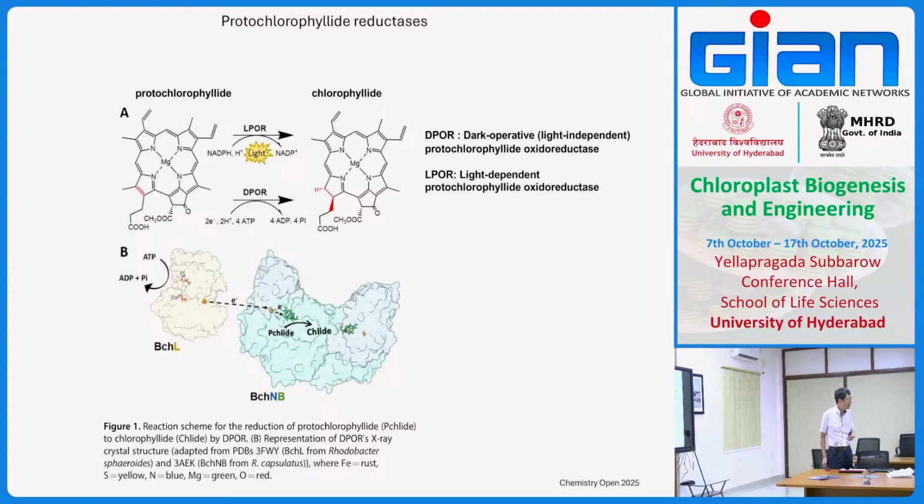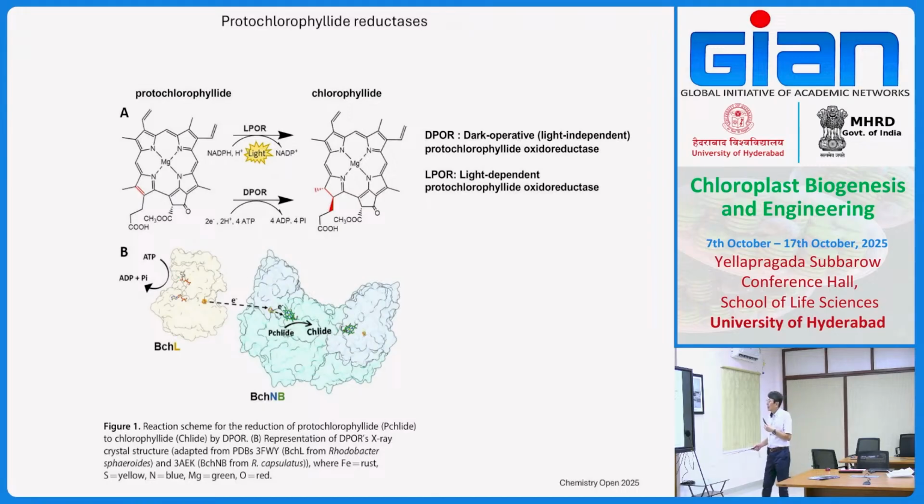But in the green alga Chlamydomonas and some needle plants, they are green even if you grow them in the dark, because these organisms contain dark-operative protochlorophyllide oxidoreductase. So they contain both light-dependent and dark-operative oxidoreductase. Even in the dark, Chlamydomonas still becomes green and synthesizes the chloroplast and the thylakoid membrane.